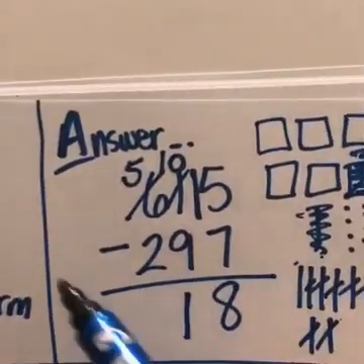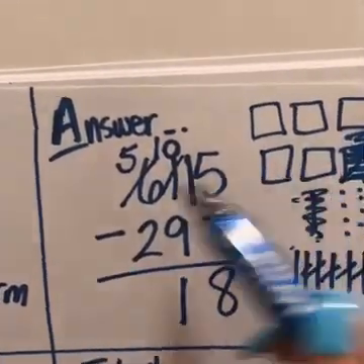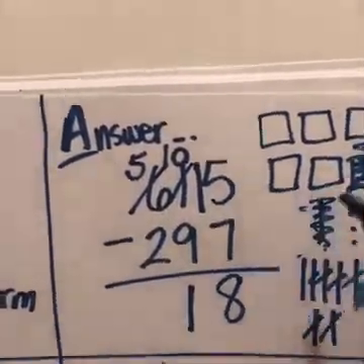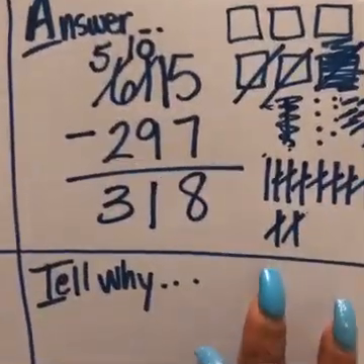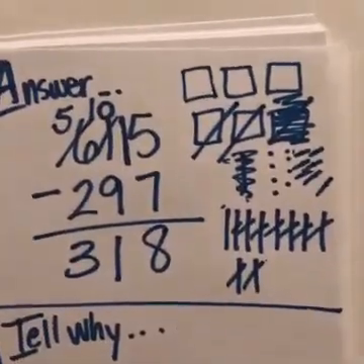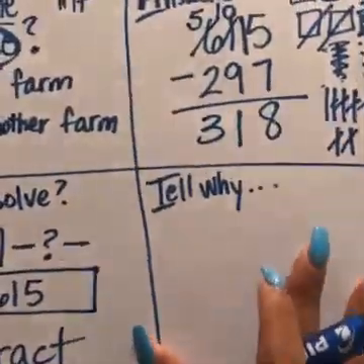All right. Now I need to take away 200s. Well, I have 500s. I can do 5 minus 2, so if I take away my 200s, that's 3. So my answer is 318, right? Now, that was the long way, the way that y'all like. Now, let me show you a trick.